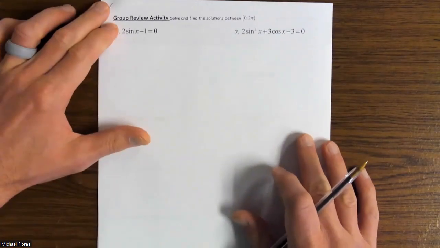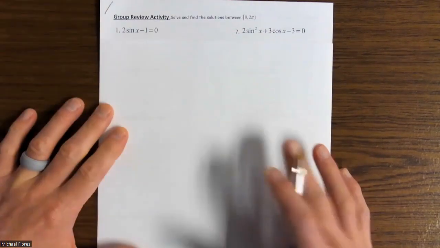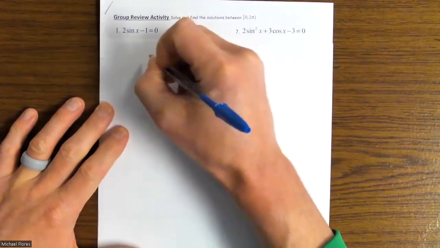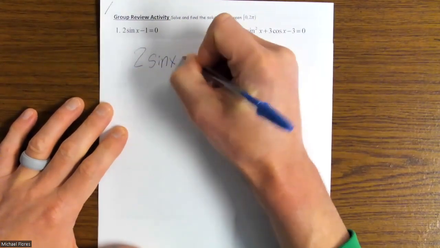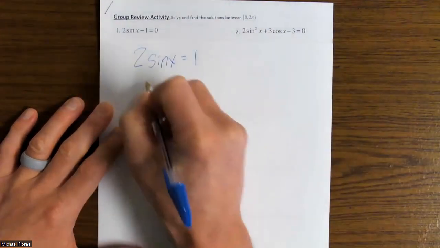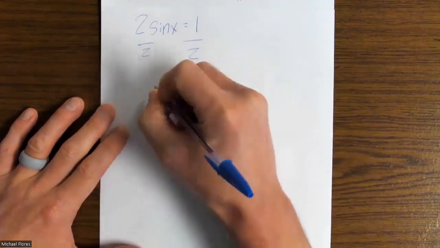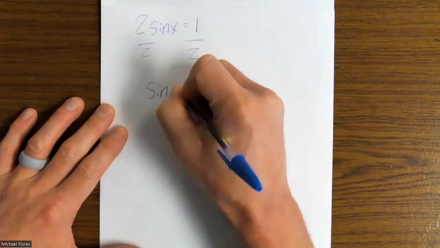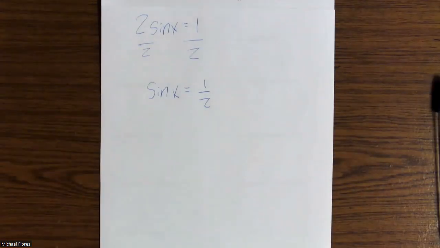Example number 1, this first page, we are just solving trig equations. To begin solving example 1, you first want to add 1 to both sides. Then let's divide away the 2. Now we can solve, and it's up to you how you'd like to solve.